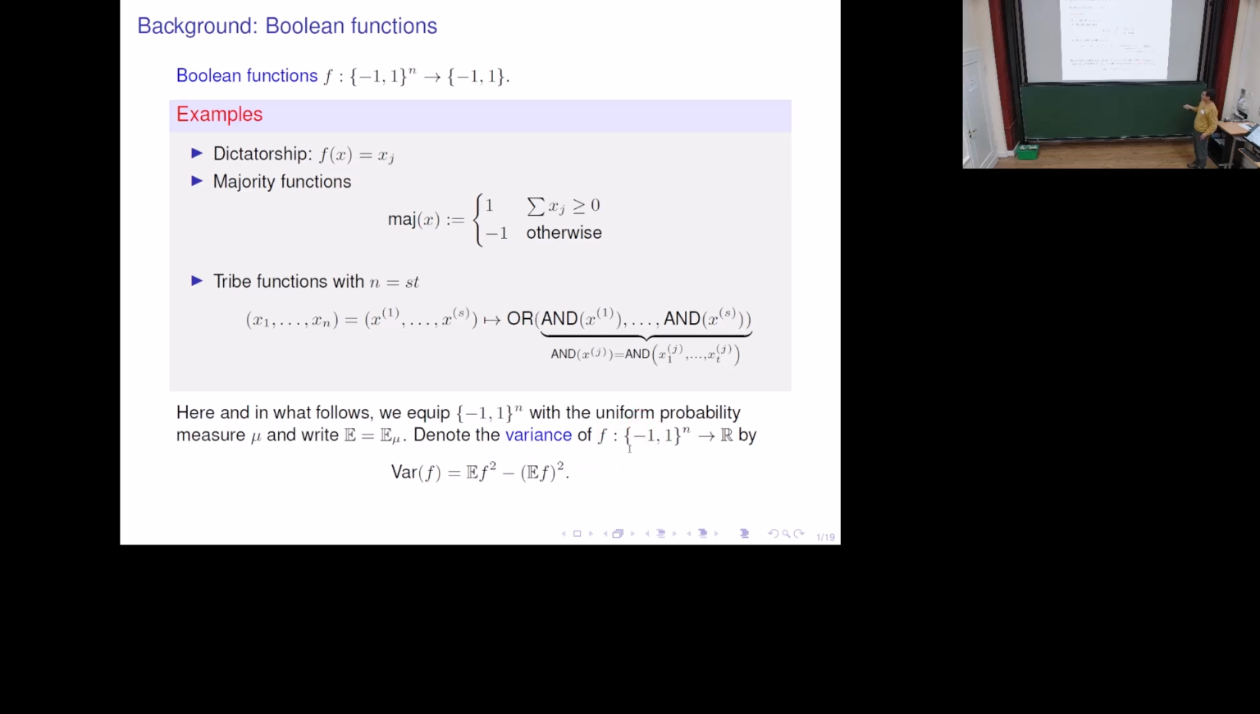So in general, you don't really have to consider a function that takes values in plus minus 1. You can consider function taking values in real numbers, complex numbers, or even more general Banach spaces. But here, if you consider Boolean functions, then the variance here will be just 1 minus the square of the expectation, simply because x squared is always equal to 1. Okay?